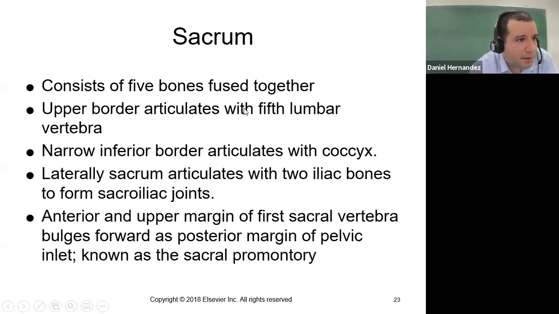So the sacrum consists of 5 bones fused together. The upper border articulates with the 5th lumbar vertebra. A narrow inferior border articulates with the coccyx. Laterally, the sacrum articulates with the 2 iliac bones to form the sacroiliac joints. The anterior and upper margin of the first sacral vertebra bulges forward as the posterior margin of the pelvic inlet. This is also known as the sacral promontory.